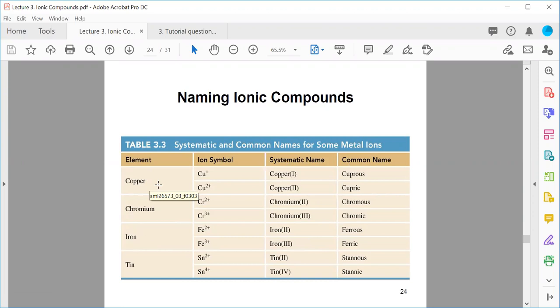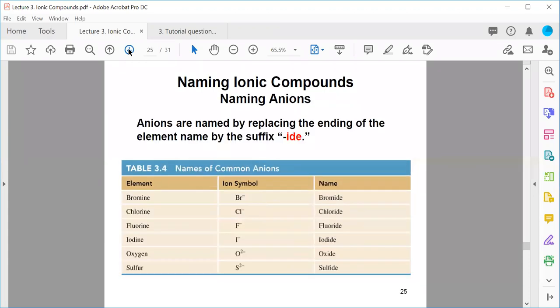So copper is a good one. Here are the different cations, not the only two, but just the two shown here. The systematic names are copper 1 and copper 2, or cuprous and cupric, because of course that Cu is derived from cuprum, not from copper itself. All right, they're probably the main ones. So remember this table also for at least one or more of your tutorial questions.